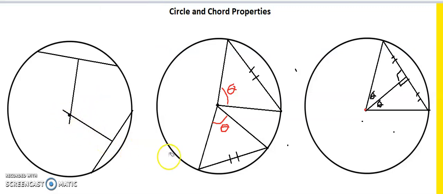In addition to that, it also helps us understand that if our chords are the same length, then it also tells us that the distance from the chord to the center is also equal. So this is also equal to this part right here.